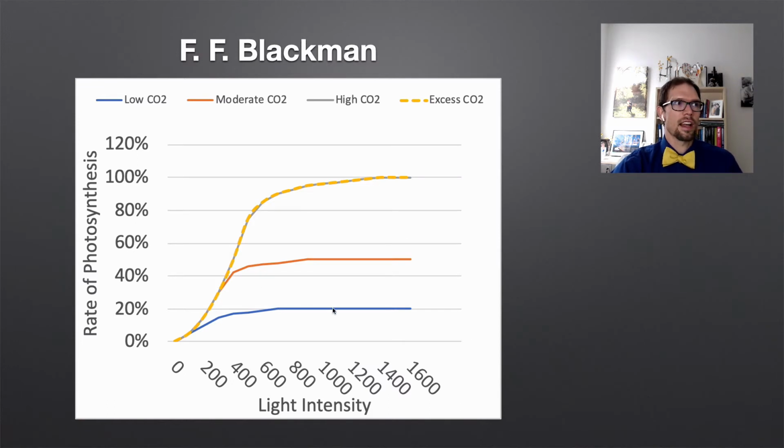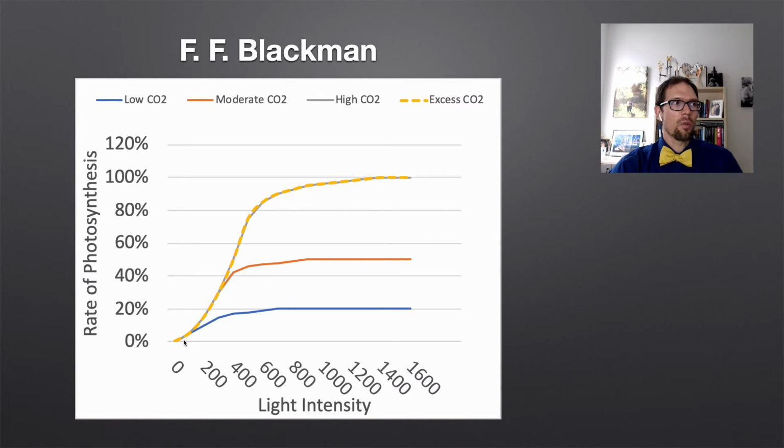So he looked at a low carbon dioxide condition, that's the blue line here, a moderate carbon dioxide condition, that's the orange line, and a high carbon dioxide condition, that's the gray line. There's also this yellow line here that shows excess carbon dioxide. So after a point, adding more carbon dioxide doesn't increase the rate of photosynthesis.